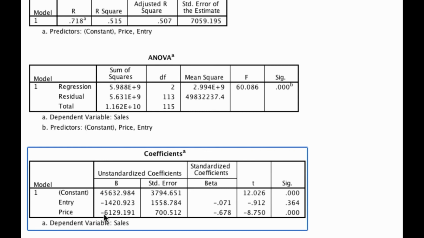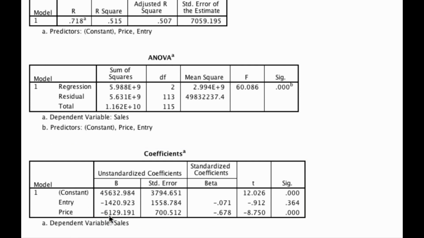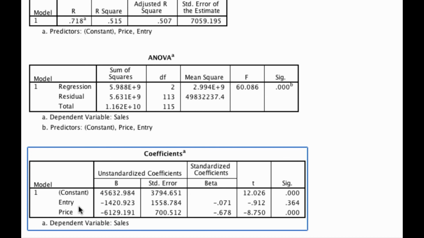And the way to read this coefficient table is we say that the influence of price given a level of entry is this much. It's negative 6,100. The flip is true as well for the other effect. We say the influence of entry is negative $1,400 given a level of price. Now that effect isn't significant, but we can still make a statement of that kind.